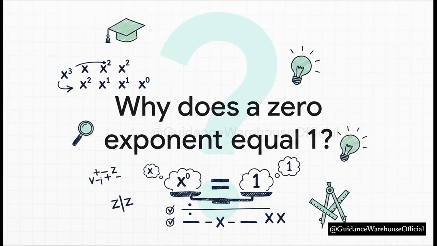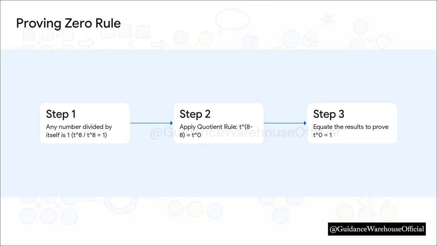It feels like a total trick question, but let's break it down and prove it step by step like real mathematicians. We already know from basic arithmetic that any number divided by itself is 1, right? So t to the 8th divided by t to the 8th equals 1. But wait, if we apply the quotient rule we just learned to that exact same fraction, we subtract the exponents. 8 minus 8 is 0, which gives us t to the power of 0. Since both equations started with identical fractions, we mathematically prove that t to the power of 0 must equal 1. It is an inescapable logical conclusion.